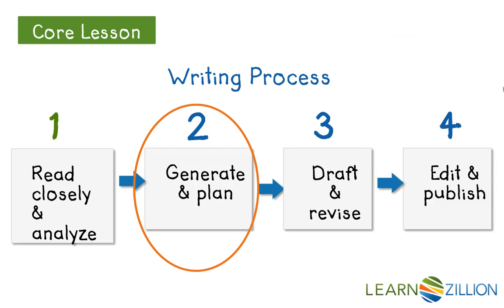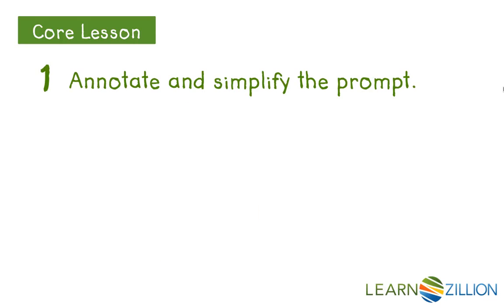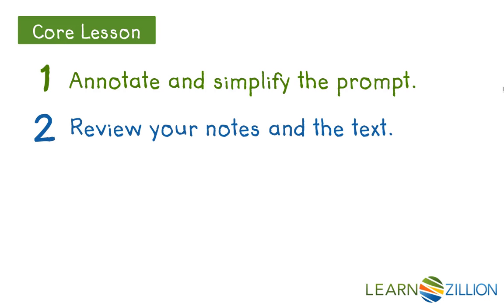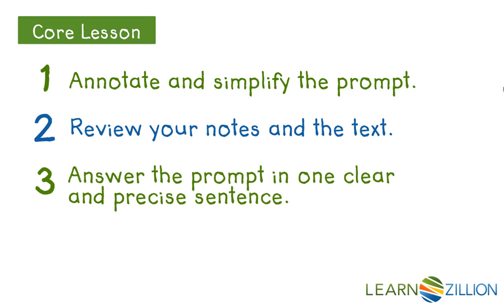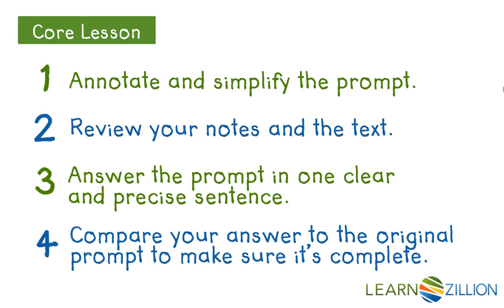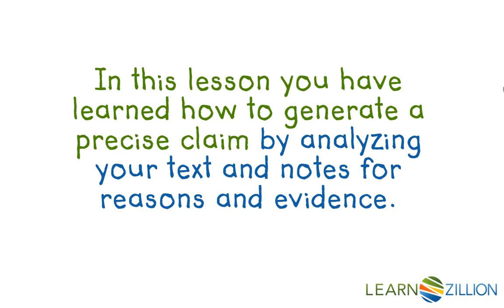So in this writing process, you see we're working on generating and planning. That's the stage that we are right now. You can see that we've just annotated and simplified the prompt. We've reviewed our notes and the text. We answered the prompt in just one clear and precise sentence, and then we compared our answer to the original prompt to make sure that it's complete. In this lesson, you have learned how to generate a precise claim by analyzing your text and notes for reasons and evidence.